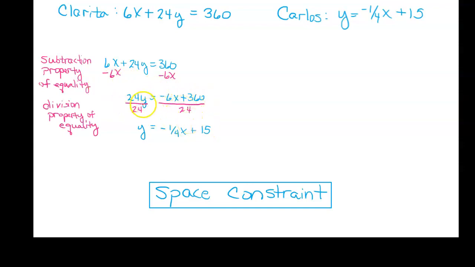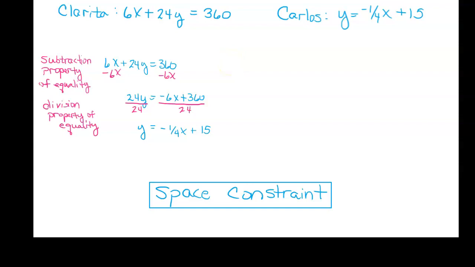Now y is being multiplied by 24, so we're going to do the inverse operation, which is to divide both sides of the equation by 24. We're using the division property of equality here. We're then left with the slope-intercept form of Clarita's standard form of the equation.